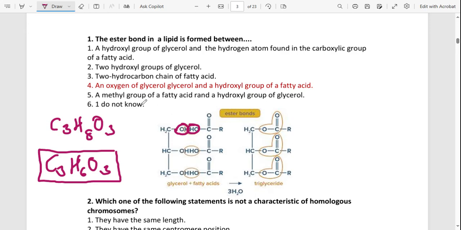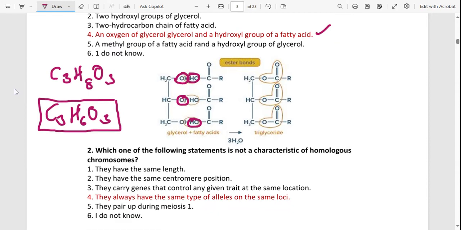A hydroxyl of glycerol, this one, and so an oxygen actually of glycerol. In this glycerol where you have got OH, you have got an oxygen there coming from the glycerol and the hydroxyl group of fatty acid. As you can see, this fatty acid is going to take that hydroxyl group. Okay, so that's why the option is going to be this one. 5 is a methyl group of fatty acid and a hydroxyl group of glycerol. That's not true.